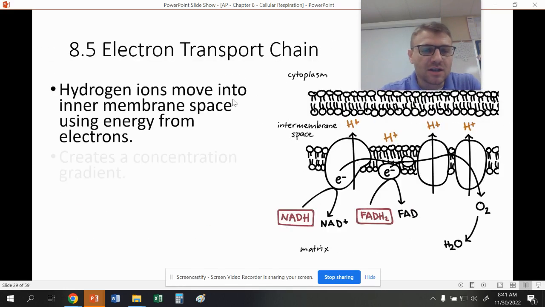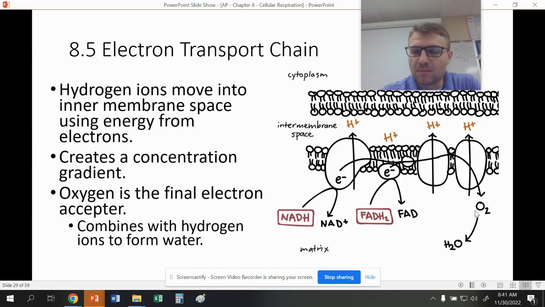Now, at the end there, you're going to see that the hydrogen ions and the electrons are going to bond with an oxygen molecule. This is going to be the final electron acceptor. And yes, this is pretty important. This oxygen molecule has to be there for the electrons to bind with, and this is going to form water.